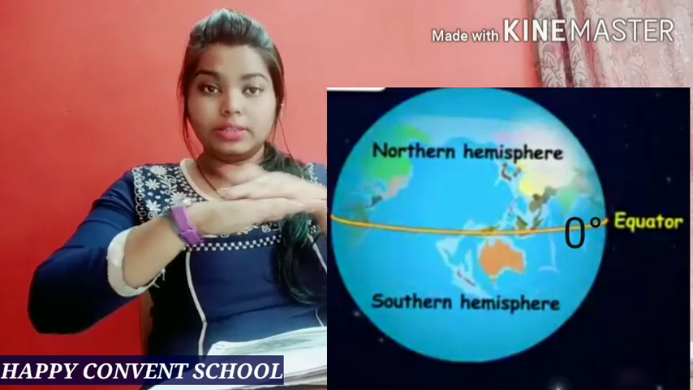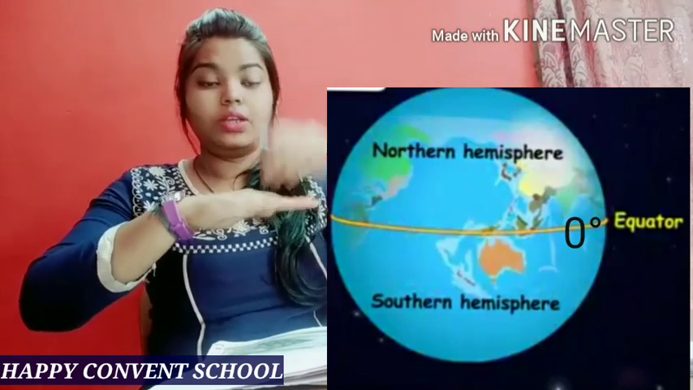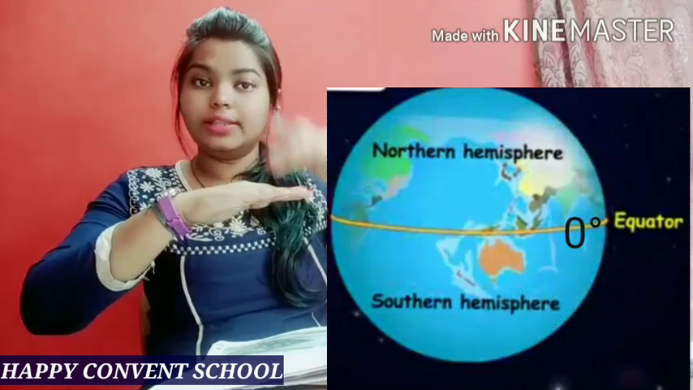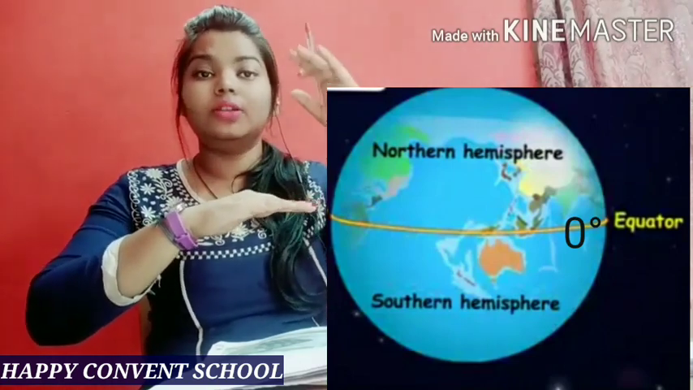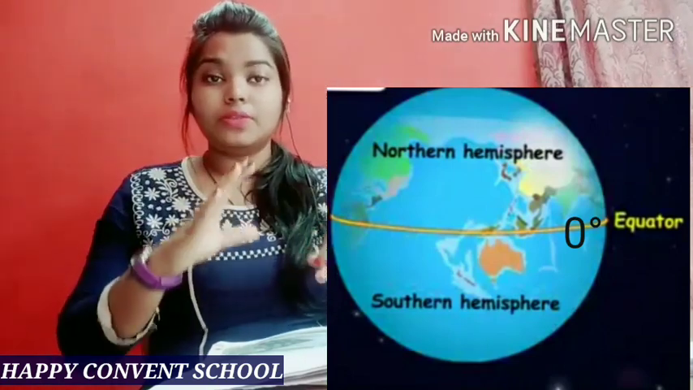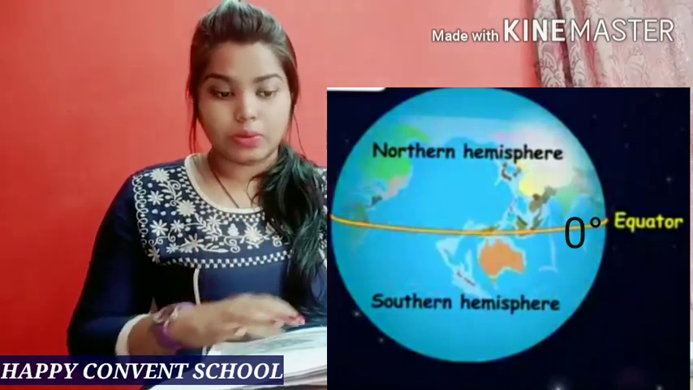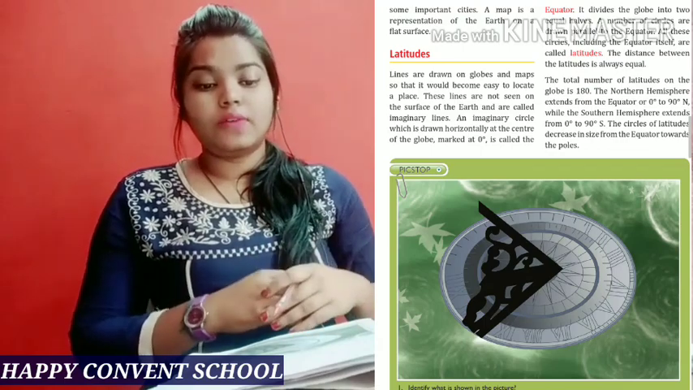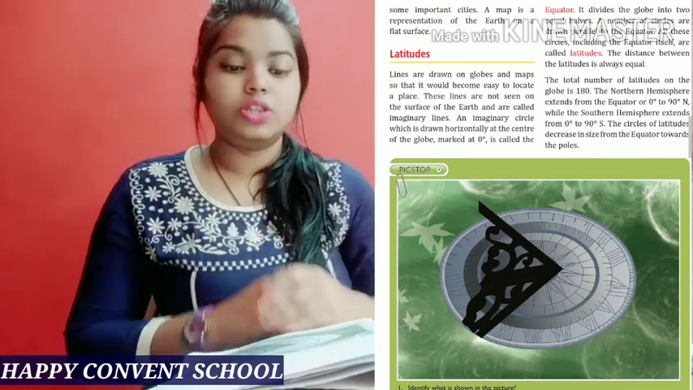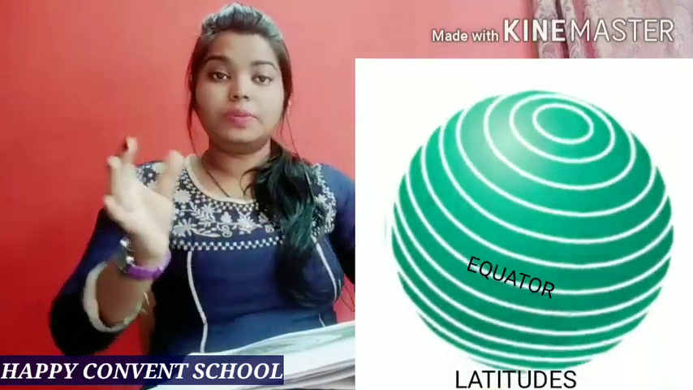From 0 degree, it is the equator. From 0 degree to 90 degree north, this portion we call the northern hemisphere. The southern hemisphere extends from 0 degree to 90 degree south. The circles of latitude decrease in size from the equator towards the pole. As you know, which will be the greatest circle then?